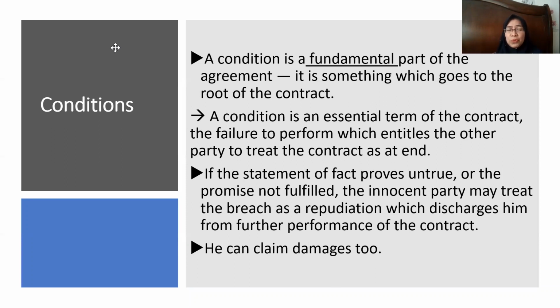So if the statement of facts proves untrue, or the promise is not fulfilled later, the innocent party, the affected party, may treat the breach as a repudiation, which discharges him from further performance of the contract. He is discharged from further obligation, no need to perform the contract, because the other party has breached the terms. And the innocent party can also claim damages. So there are 2 remedies available to him: monetary compensation damages, as well as discharge from further performance of the contract.